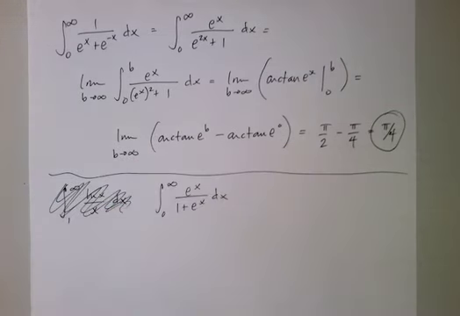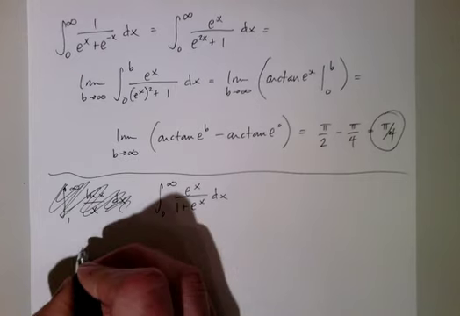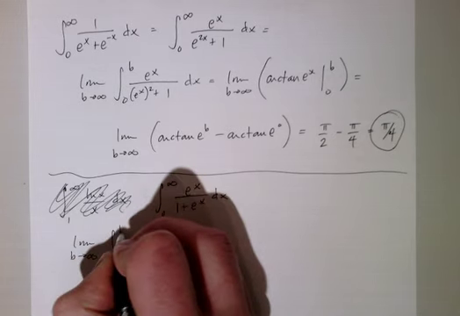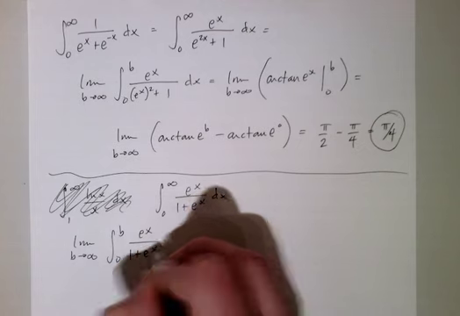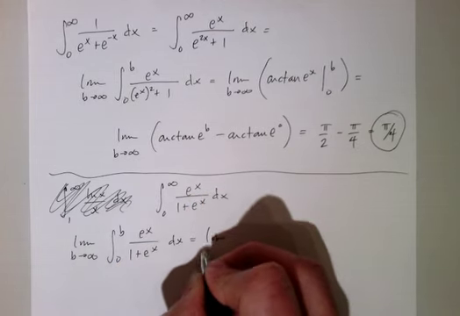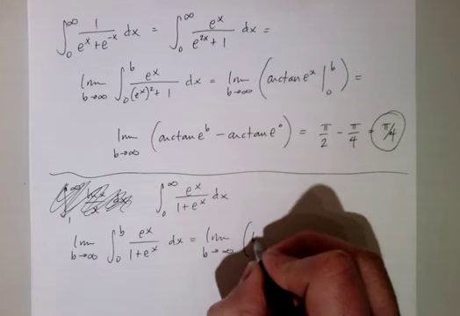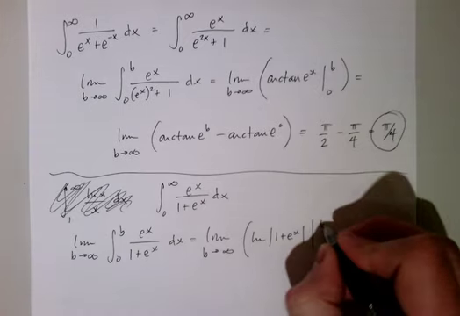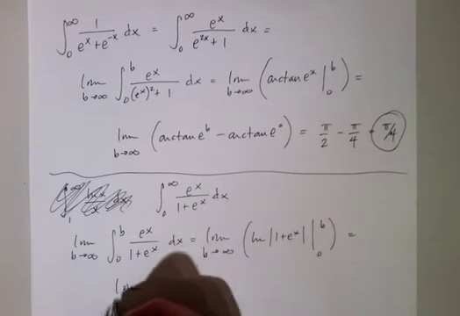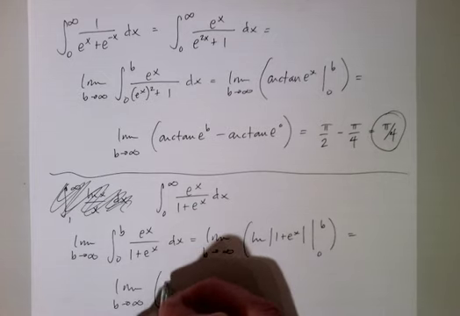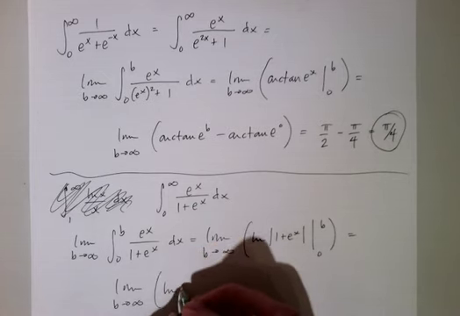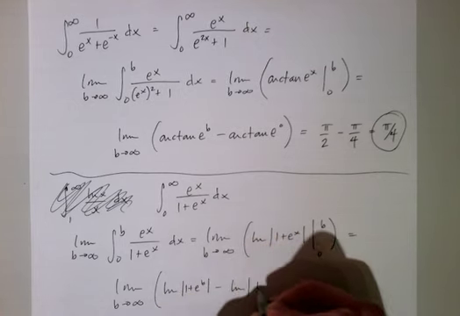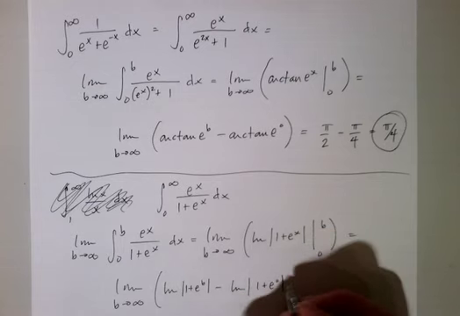Okay, well, here's the thing. That is natural log. So if I want to do the limit as b approaches infinity of the integral from 0 to b of e to the x over 1 plus e to the x dx, I recognize that that is the limit as b approaches infinity of natural log 1 plus e to the x. I don't really need the absolute value bars because it's never going to be negative, but whatever. And I have the limit as b approaches infinity of natural log 1 plus e to the b minus natural log 1 plus e to the 0. Okay?